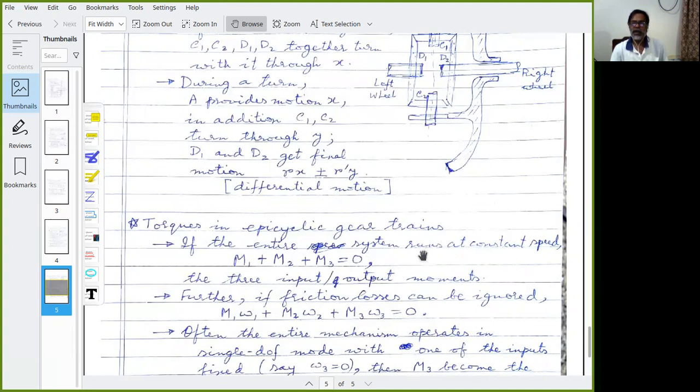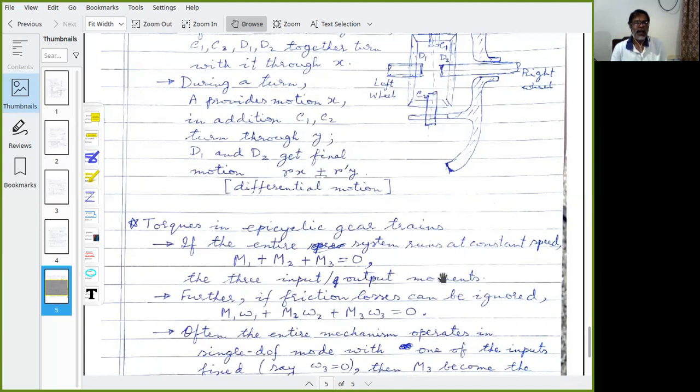If the entire system runs at constant speed, basically constant angular speed, then there is no angular acceleration on any of the components, and then the total moment applied on the entire assembly should be zero. So two inputs and one output, so three components which interact with the environment. So the corresponding moments together should be zero. So these are the three inputs and outputs.